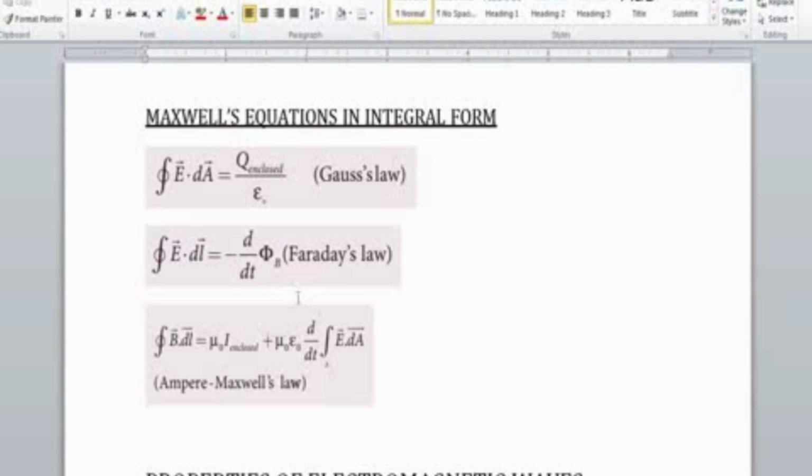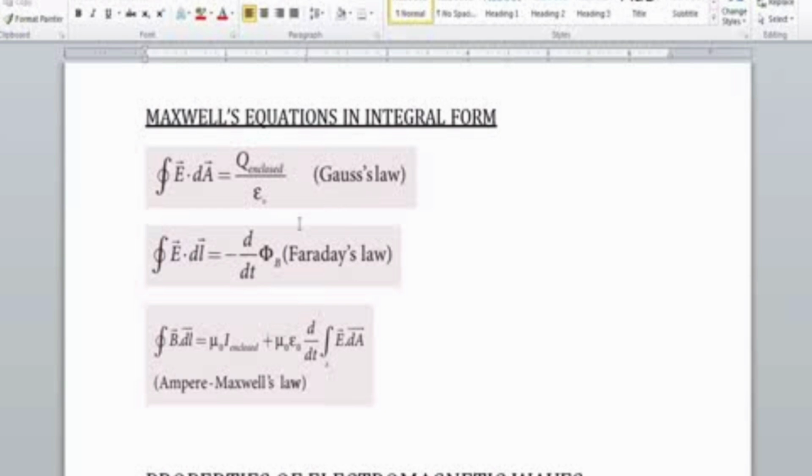The differential form of the equation is beyond the level of a higher secondary student. It is very high level. It has the curl of a vector or the divergence of a vector. Curl and divergence are above the higher secondary level, so we are not going to study that. We are only going to see the four laws of the equations.